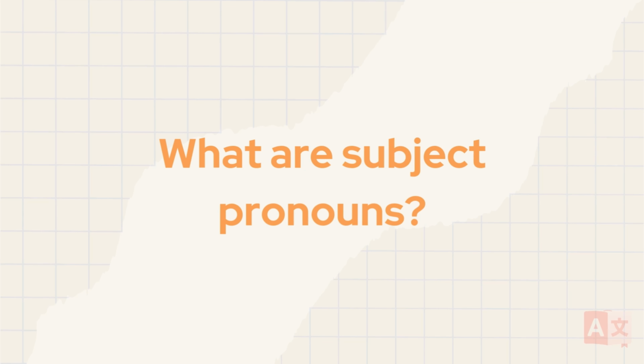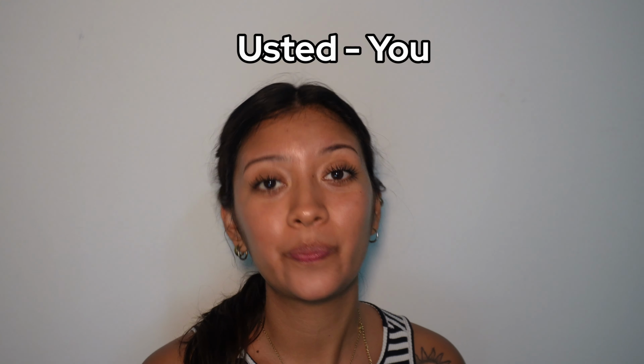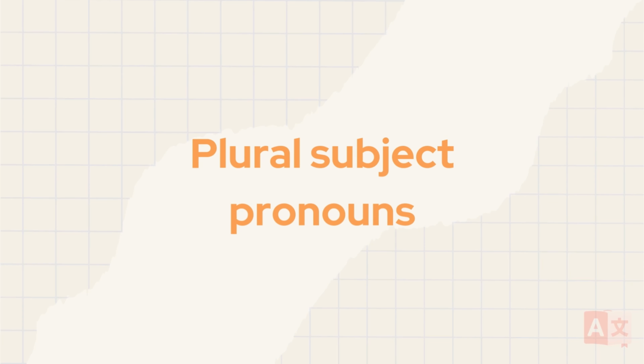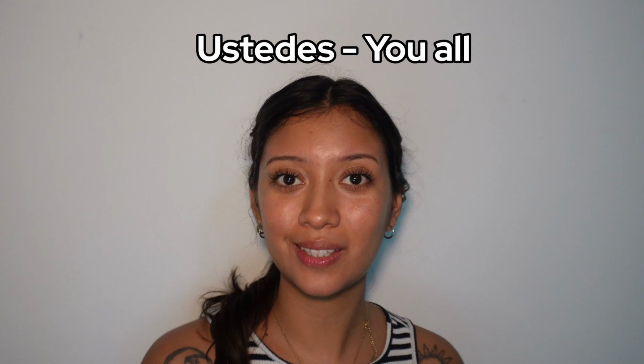In English, you have I, you, he, she, it, we, they. Pretty straightforward, right? Spanish has more options because it shows gender and formality. Here's what you need to know. For singular, we have yo, tú, usted, él, ella. For plural, we have nosotros, nosotras, ustedes, ellos, ellas. Notice how Spanish distinguishes between masculine and feminine also in the plurals? That's the biggest difference from English.